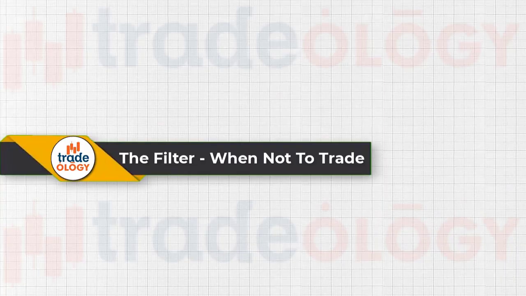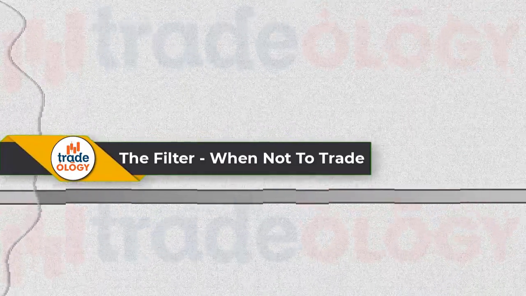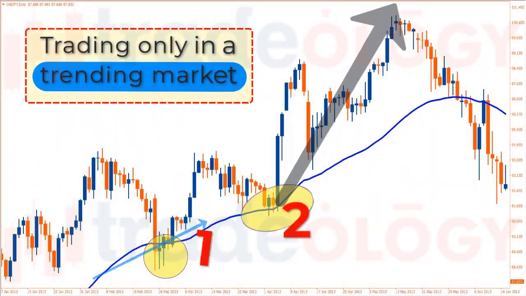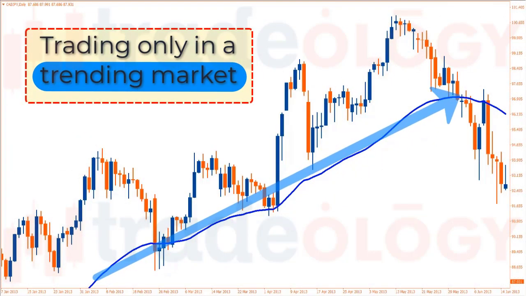The filter. When not to trade. We have already talked about an important filter that can help you quickly eliminate the weaker setups from the stronger ones. Trading only in a trending market where price does not hit the 50 EMA in quick succession. Let's also talk about another extremely crucial filter: horizontal support and resistance levels.